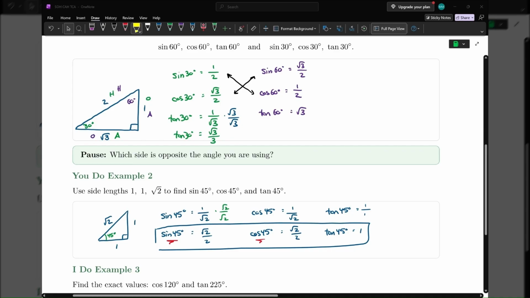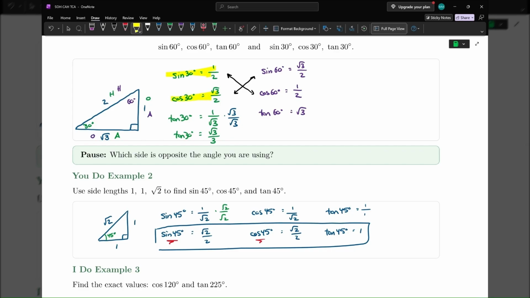So altogether, if I zoom out, we have a pile of really important values right now. So we have sine 30, cos 30, tan 30, rationalized, sine 60, cos 60, tan 60, sine 45, cos 45, tan 45. And the nice thing is there's a bunch of relationships in here. Like we said above, sine 30, cos 60 are the same, sine 60, cos 30 are the same, sine 45, cos 45 are the same. So it's 9 values, but there's really not that many independent values.